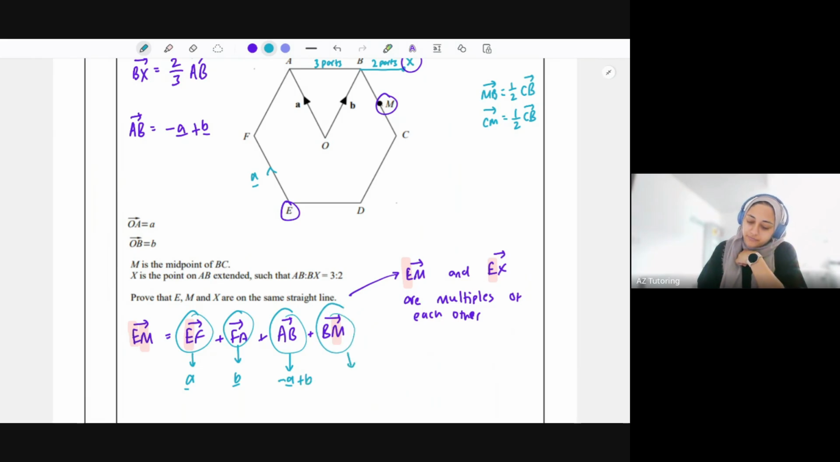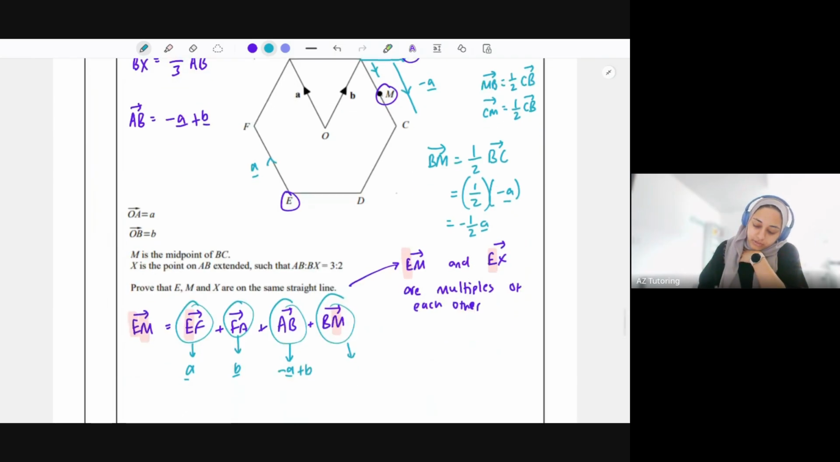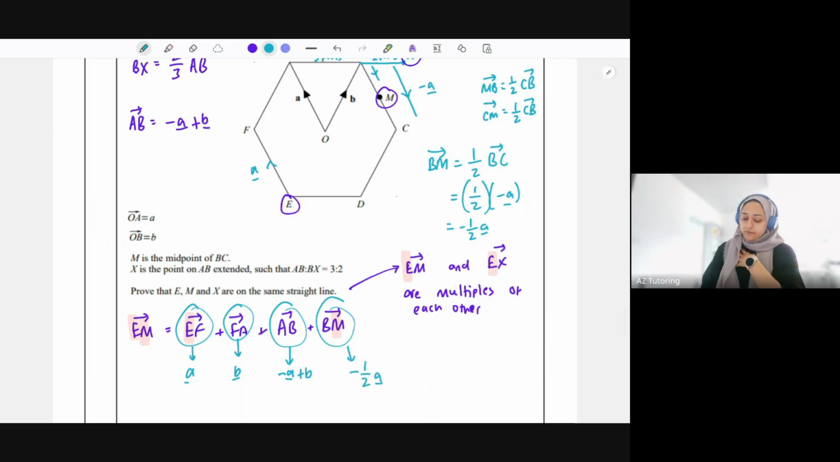And then B to M, well, we know B to C. So B to C is parallel to A to O, and A to O is minus A. So B to C would be minus A. So therefore, B to M is half of B to C. So I'll just put that here. B to M is half of B to C. We know B to C is minus A, so therefore half times minus A is just minus a half A. So we get minus a half A for this one.